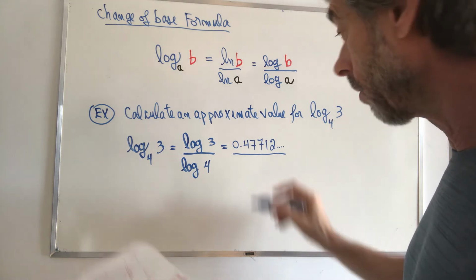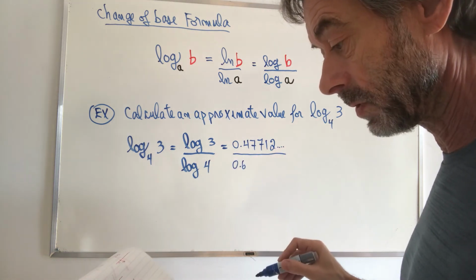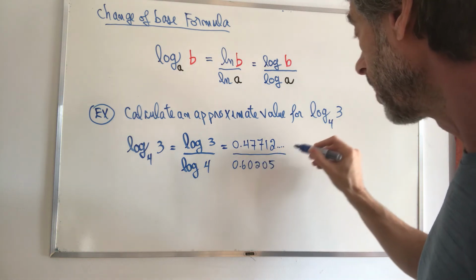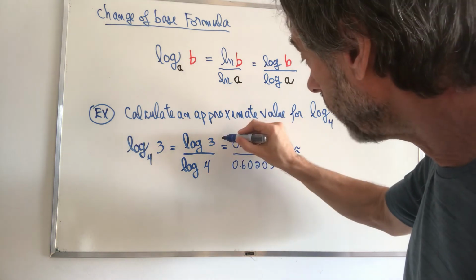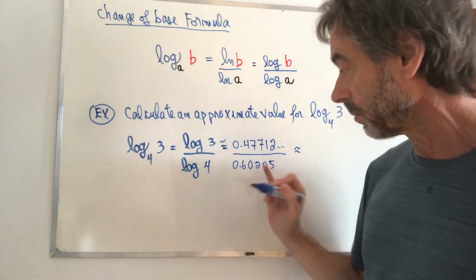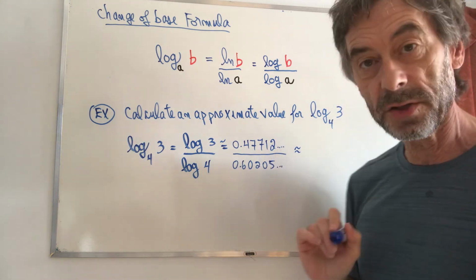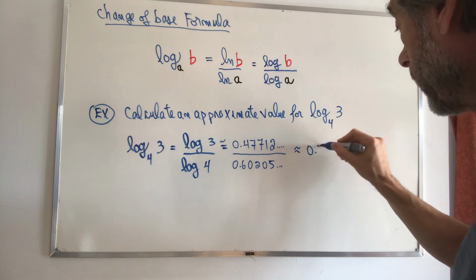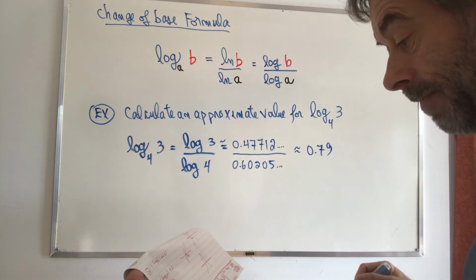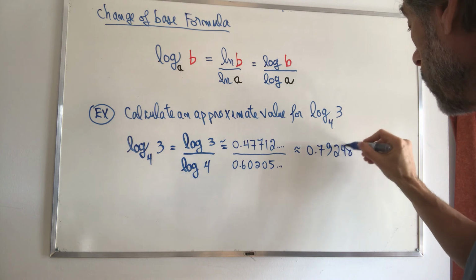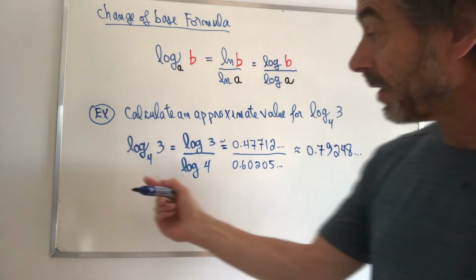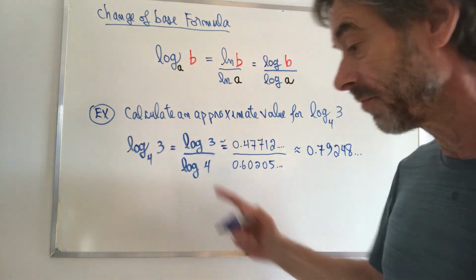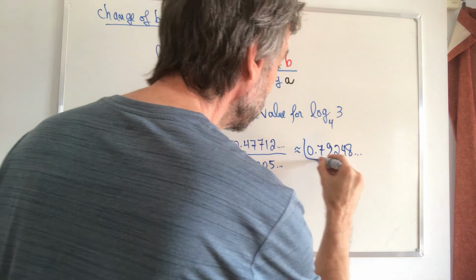Over 0.60205, and if that should also be a squiggly because it's not exact, it's approximate, I am leaving these dots at the end. And if you calculate the ratio of these, you are going to get approximately 0.79248... So that would give you a fairly good approximation of log base 4 of 3. It's actually equal to this.